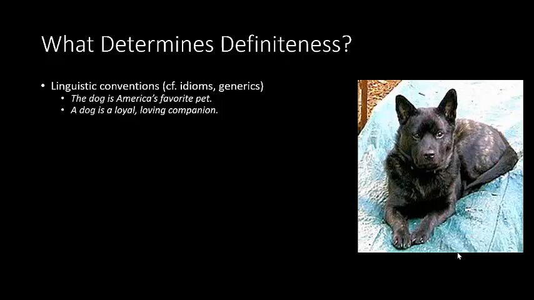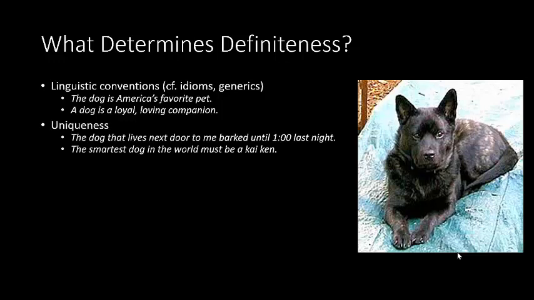Likewise, for idioms that we just talked about, and I would argue generics as well, because some generics take a definite and some take an indefinite determiner. So, the dog is America's favorite pet. We don't mean some specific dog, we just mean dogs in general. And likewise, if you say a dog is a loyal, loving companion, we don't mean any specific dog, or some hypothetical dog, we mean in general. We're talking about a type, not a member of the type.